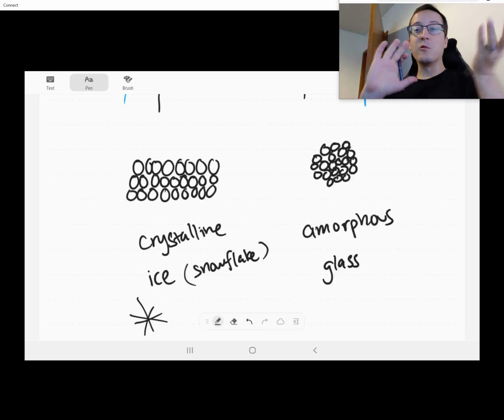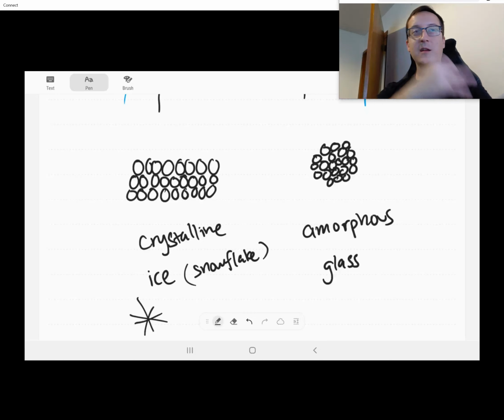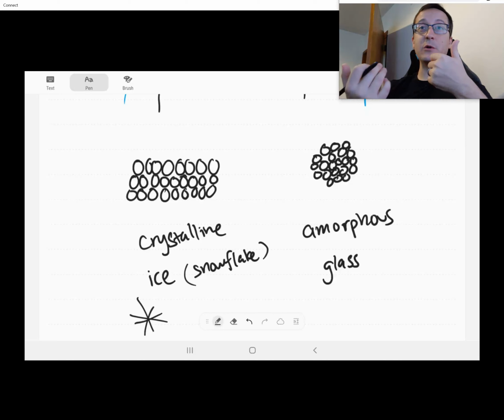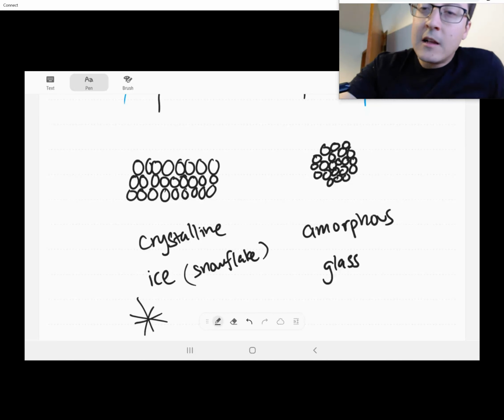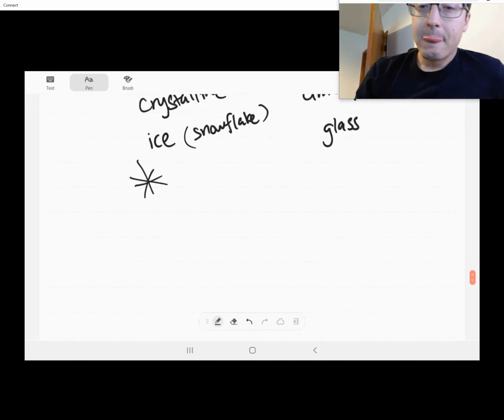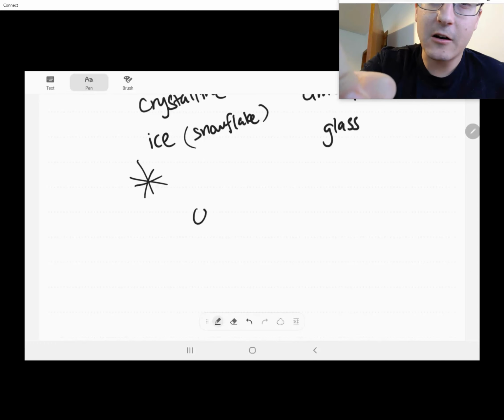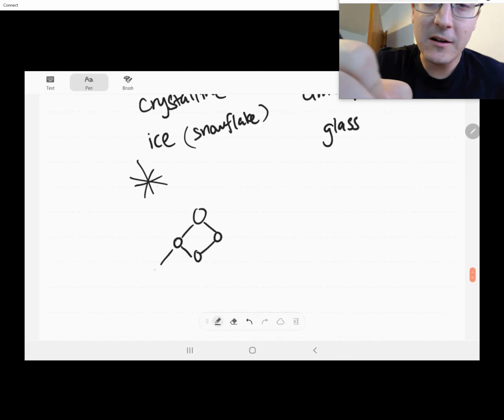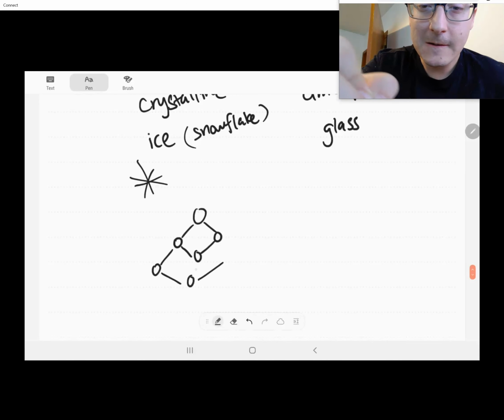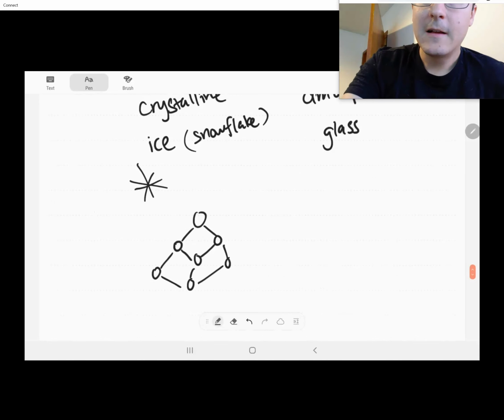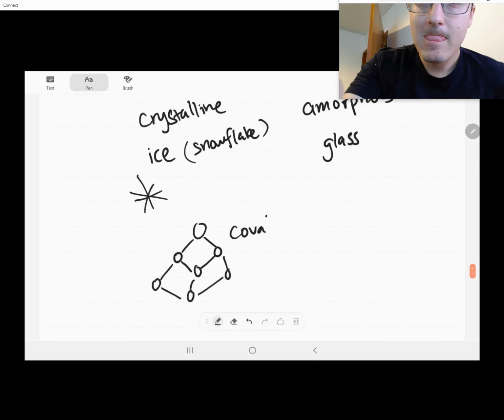Solids can be either one. They can be amorphous or they can be crystalline. Just vocab right now. Okay, cool. We also have different ways of making solids, right? We can have solids that are like diamond, which are actually covalent bonds. Or we could have solids that are ionic.